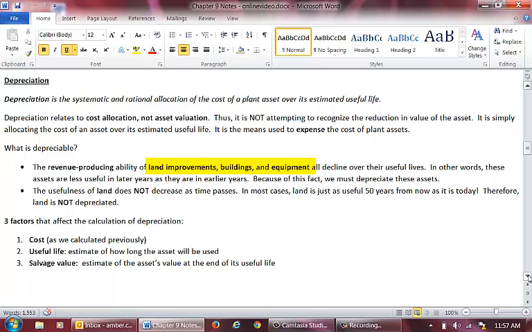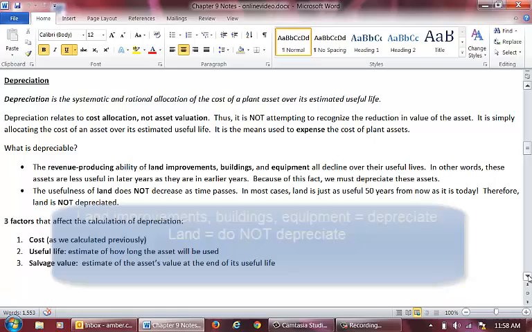The reason these assets are depreciable is because the revenue producing ability of them decline over their useful lives, meaning these assets become less useful as time passes. The usefulness of land, however, does not decline over time. A parcel of land will be just as useful in 100 years as it is today. For this reason, land is not depreciated and is instead carried at cost until it is disposed of. For example, if a company purchases a piece of land today for $20,000, it will carry that piece of land on its books at $20,000 until it disposes of it.